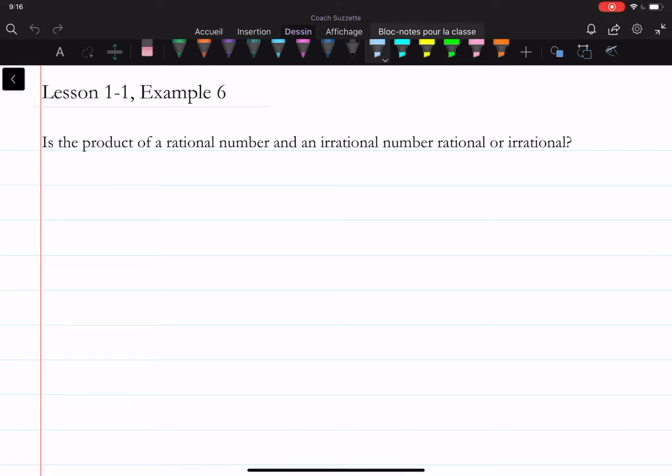Hello and welcome back. Let's learn how to solve this problem. We are given: is the product of a rational number and an irrational number rational or irrational?